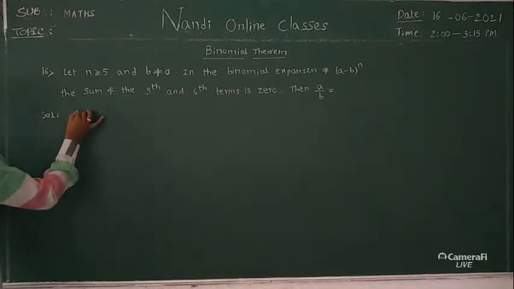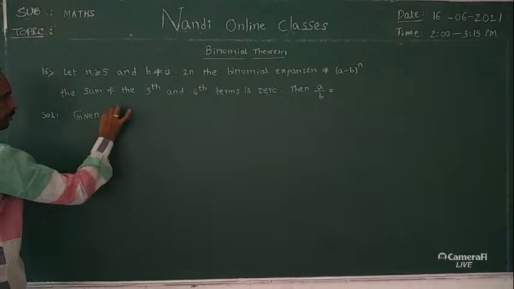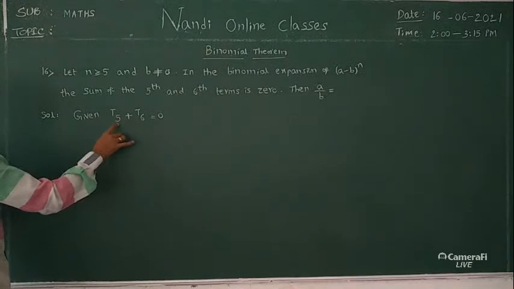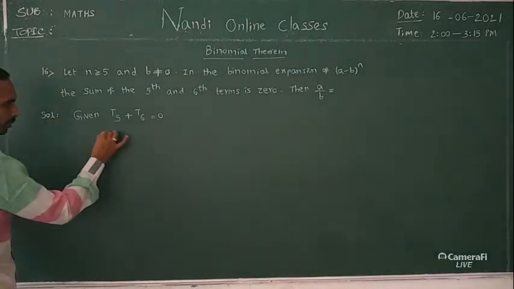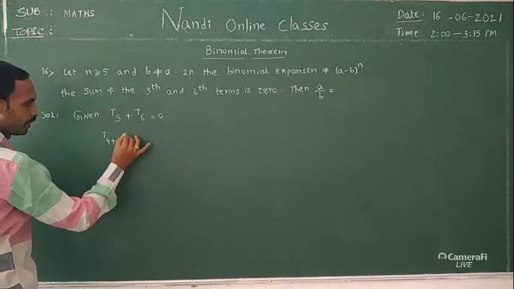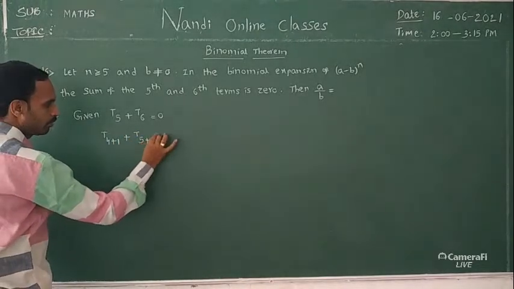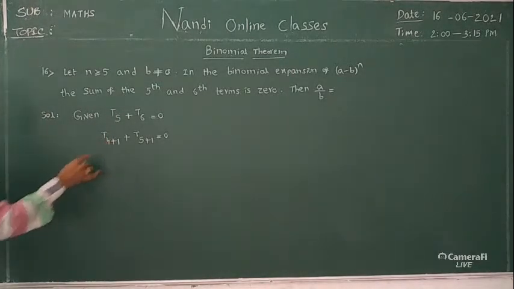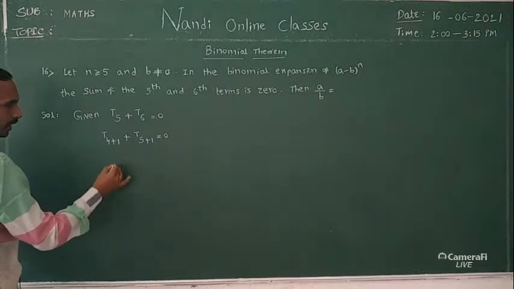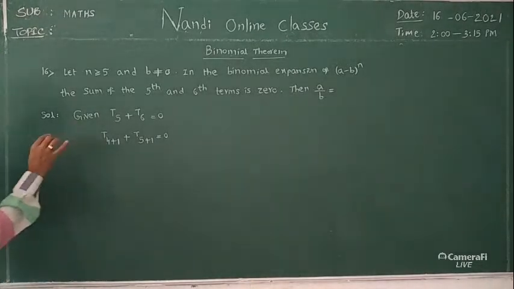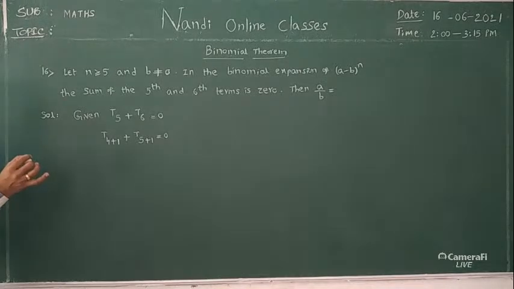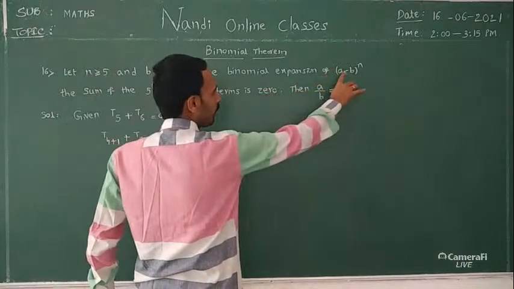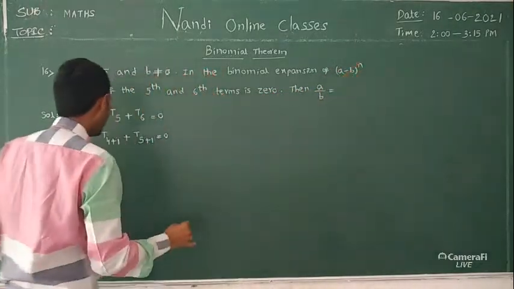Okay, see. Right. Given T5 plus T6 is equal to 0. Sum of the fifth and sixth terms is 0. T5 can be written as T4 plus 1. T6 can be written as T5 plus 1, is equal to 0. It is in the form Tr plus 1. Tr plus 1 formula is nCr into x power n minus r into y power r. So here it is in the form (x plus y) whole power n. So n is n only.